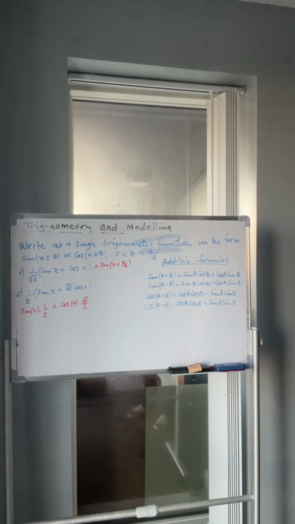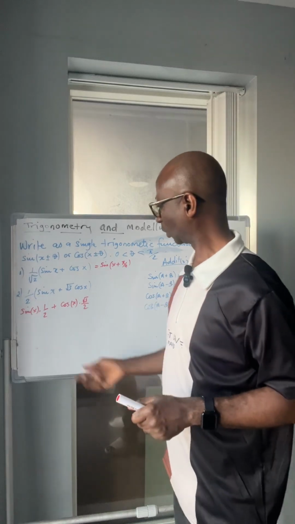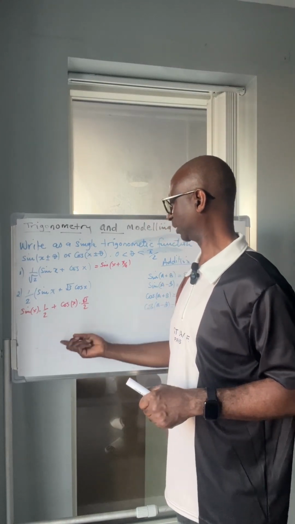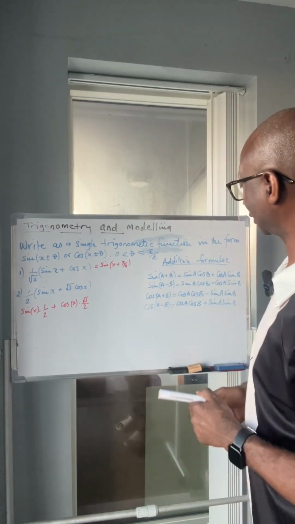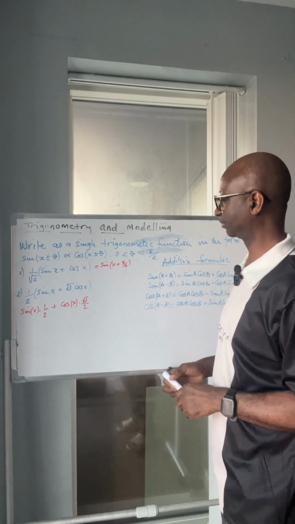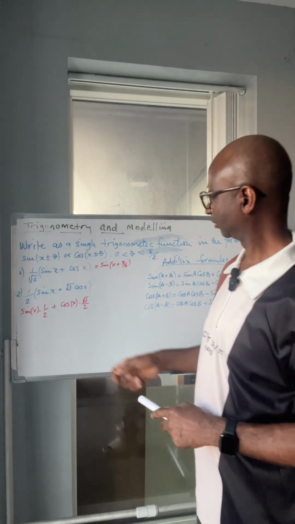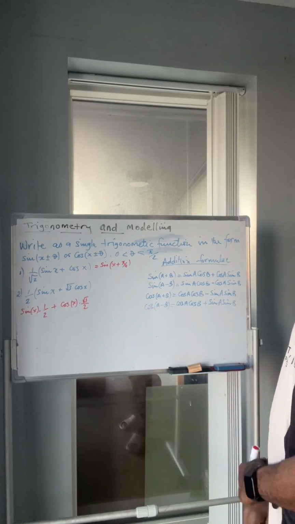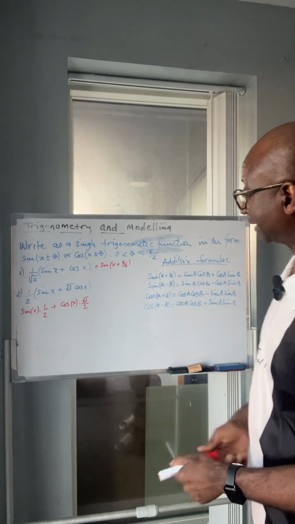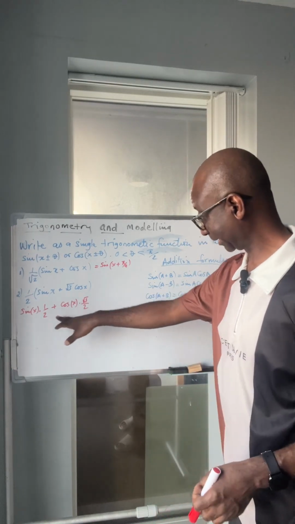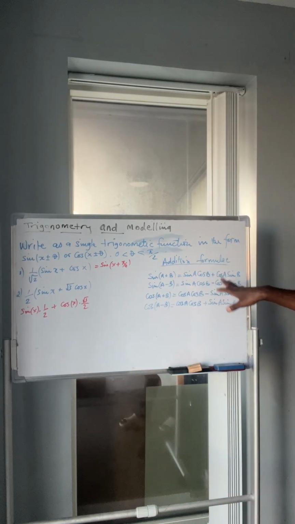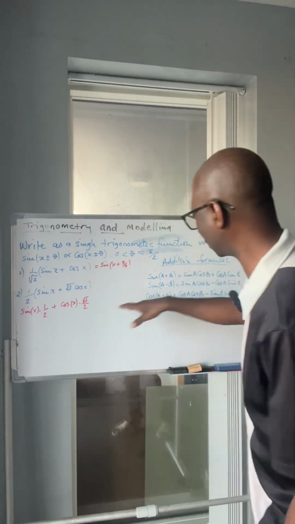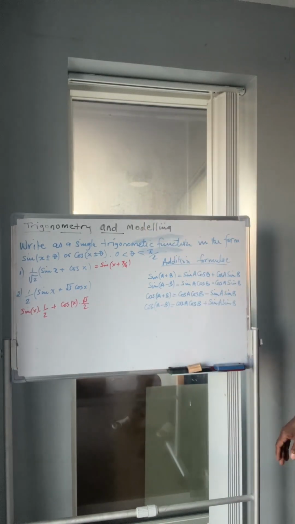So again, what are we looking at? We have cos something plus sine something. So we are looking at something very similar to this. When you look at your formula, that's why they ask you to use your addition formula. So what gives you this?